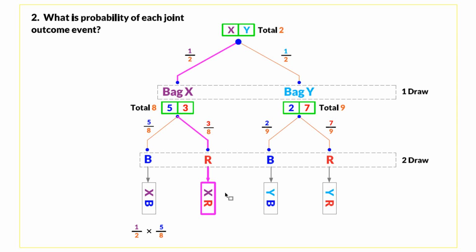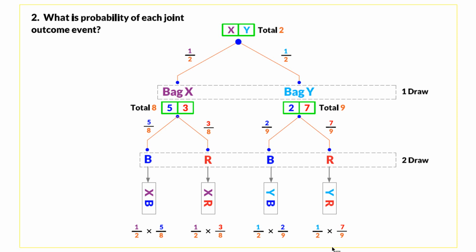And if we want to find the probability of picking bag X first and red second, then we highlight the branches and we multiply the probability of picking bag X first with the probability of picking red ball second, and we get this product. So we keep doing that for the rest of the events. Let's say event YB, we highlight the branches and we multiply the probabilities of each branch to get the probability of picking bag Y first and blue ball second. And we do that for the final event we have here.